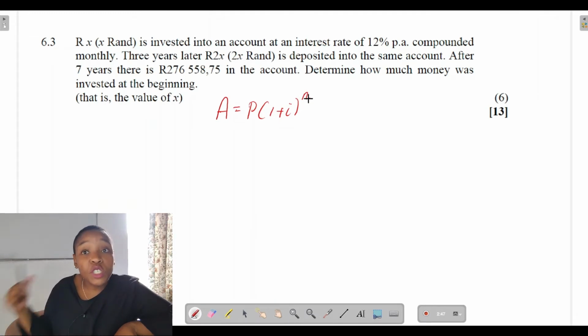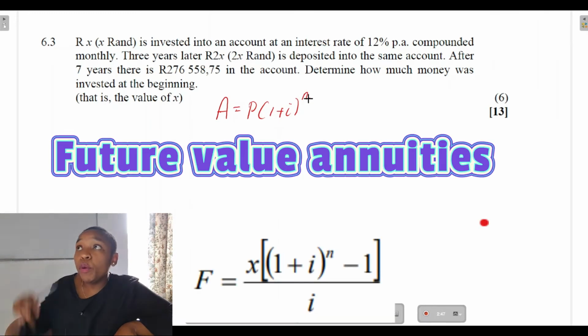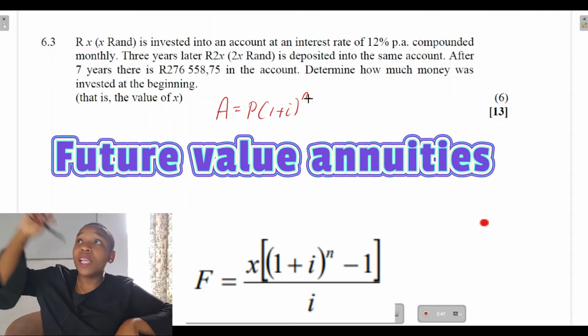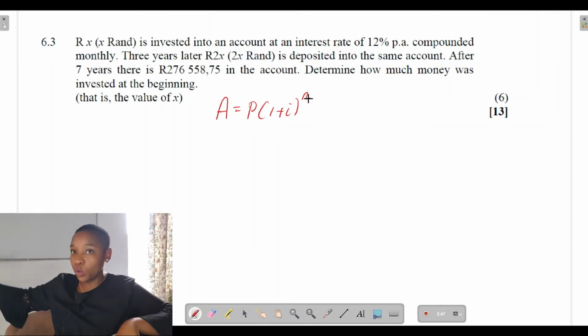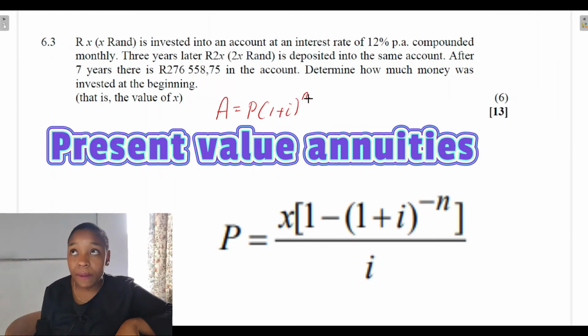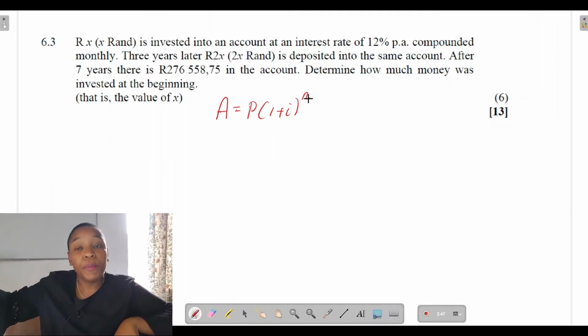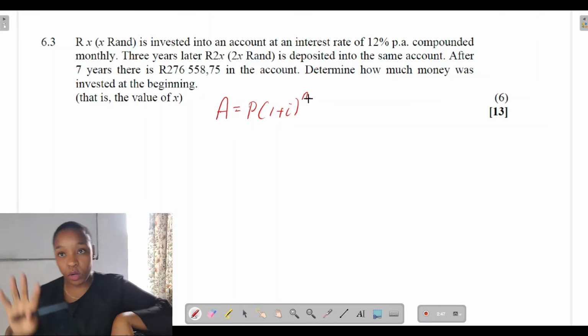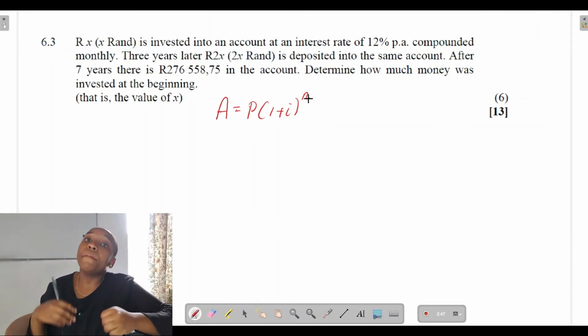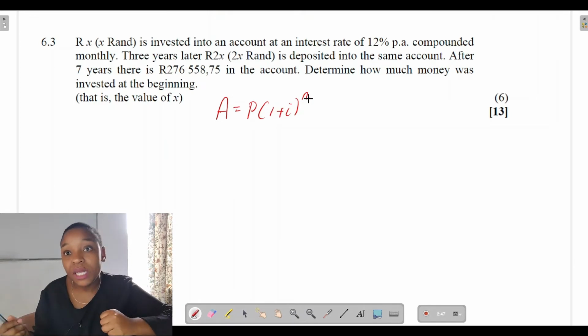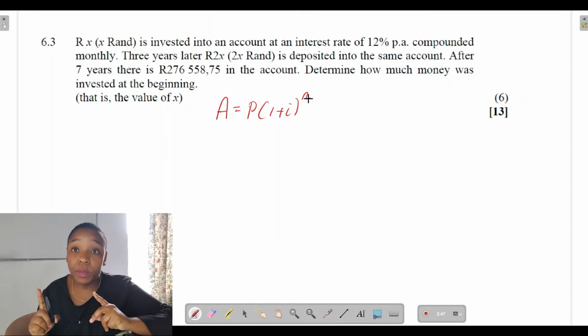We're not going to be using the future value formula because we are not putting equal installments into a savings account so that it accumulates. No, we're not going to use the present value formula because it's not a loan or a bond that we pay off with equal monthly installments. We're not going to use the simple interest formula. Definitely not. We're going to be using the compound interest formula because we are saving money and it's accumulating interest.